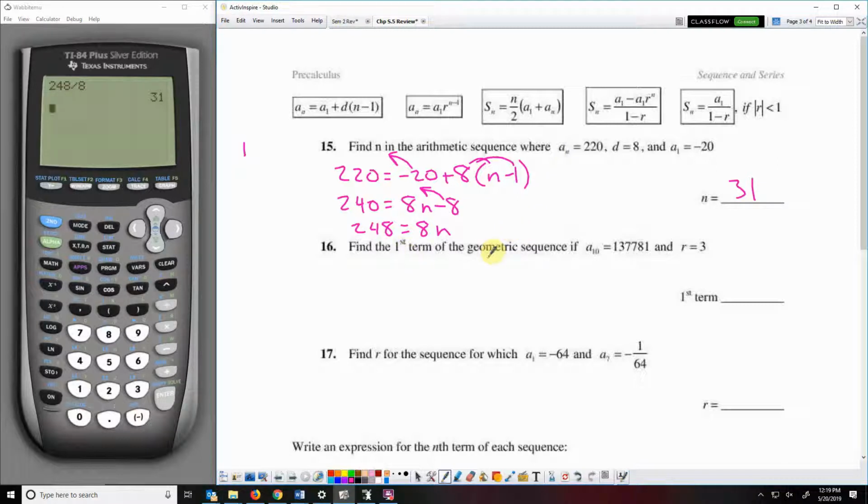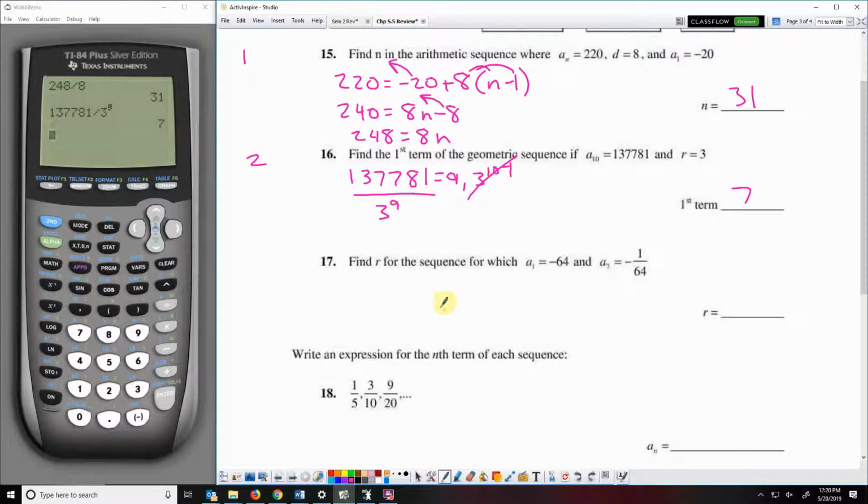Find the first term of a geometric sequence. That's formula number 2. So a sub n, 137,781 equals A1 times R, which is 3 to the n minus 1 power. N is 10, so it'd be 10 minus 1 power. So to solve for A1, I can just divide by 3 to the 9th and cancel that out. 137,781 divided by 3 to the 9th power is 7. The first term is 7.